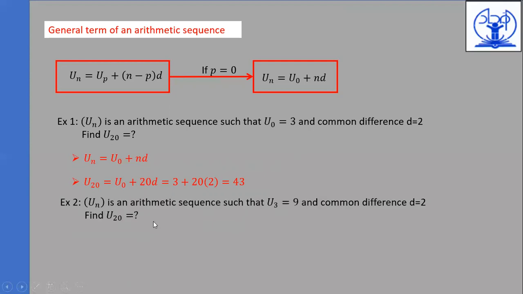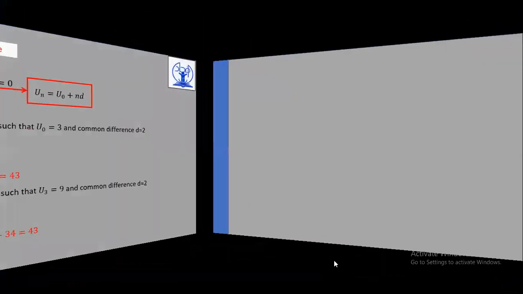Another example: un is an arithmetic sequence such that u3 is 9 and the common difference is 2. Find u20. So to find u20, actually, you don't need to use u0 nor u1. You can use whatever you have, u3. So un is up plus n minus p times d, and consequently u20 is u3 plus 20 minus 3, which is 17, times d. You will get 43.